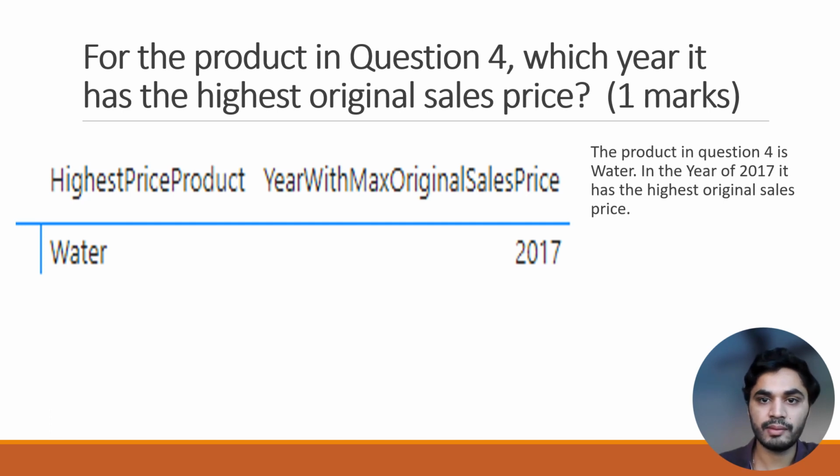Max sales price to determine the city having the highest sales price in 2017, along with highest price product to determine the goods with the maximum sales price in that city for 2017, should all be created as measures in data view. Next, establish a matrix called year with max original sales price to detect which year the product's original sales price was the highest.